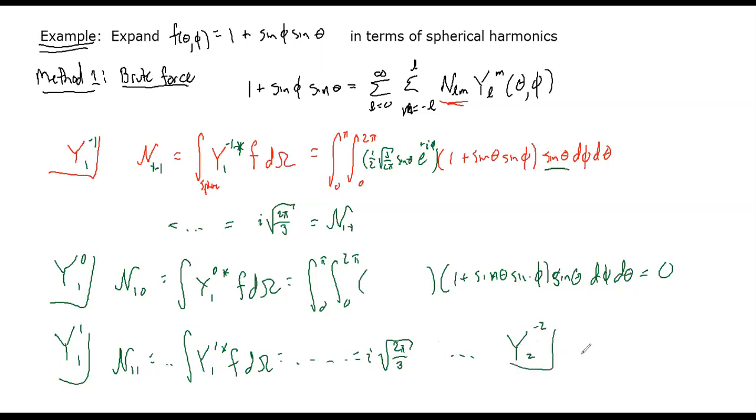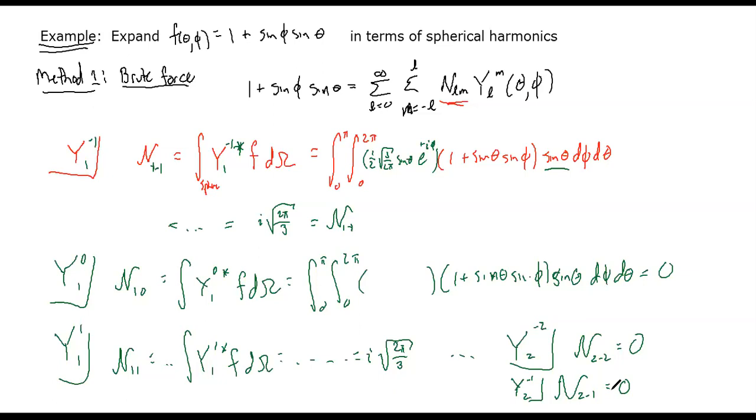And the y minus 2, 2 term would be equal to 0. And then the y minus 1, 2 term would be equal to 0. And then the y 0, 2 term would also be 0.